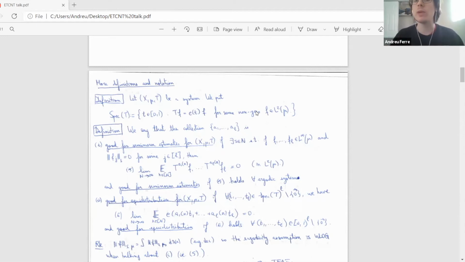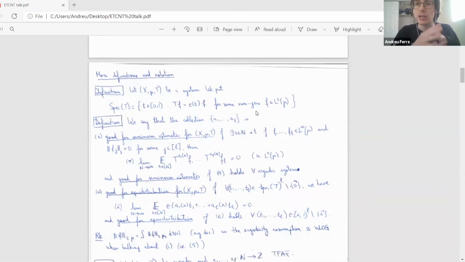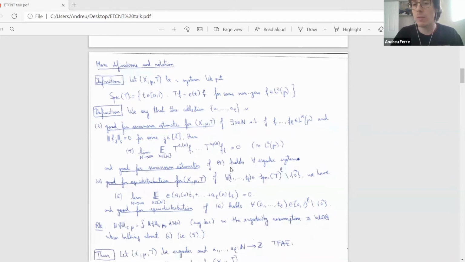Now, what does it mean to be good for seminorm estimates, which is what I was discussing before? Here we fix a collection a_1, ..., a_L, and we say that they are good for seminorm estimates for a particular system (X, mu, T) if there exists some common s such that for any of the f_1, ..., f_L in L infinity, if they have zero s-seminorm, then the averages converge to 0 in L2 mean. In general, we say that it's good for seminorm estimates, without making any reference to (X, mu, T), if it holds for any ergodic system.